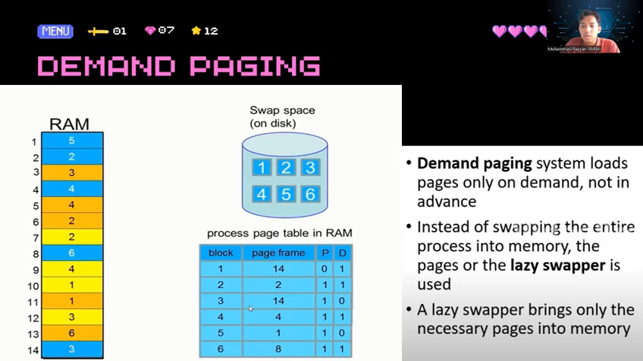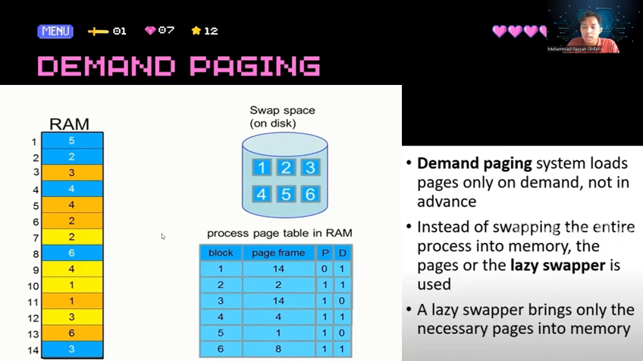The block column shows the logical page number. The page frame column shows the physical frame number, and the P or D column shows whether the page is in RAM or not. The demand paging scheme works in the following way.